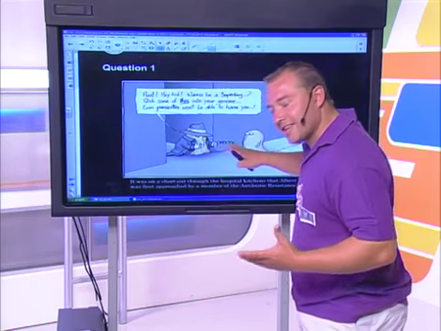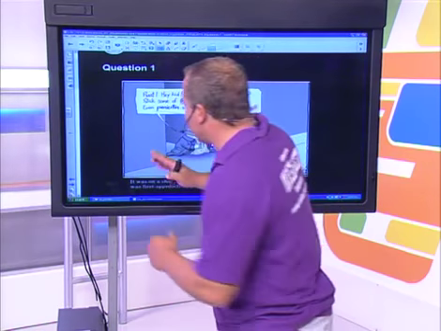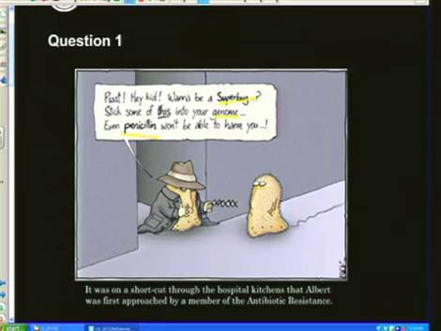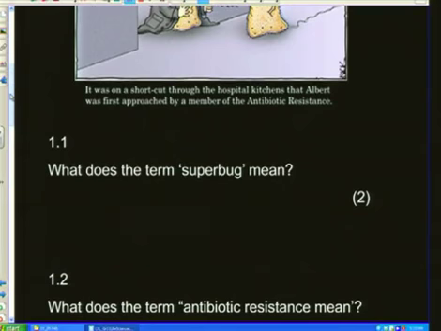There's specific things there. You need to look at this picture very carefully. This is actually happening in a hospital, which is quite strange, but it's happening in a hospital. Okay, so let's have a look at the first question. What does the term superbug mean? Why would they use superbug?